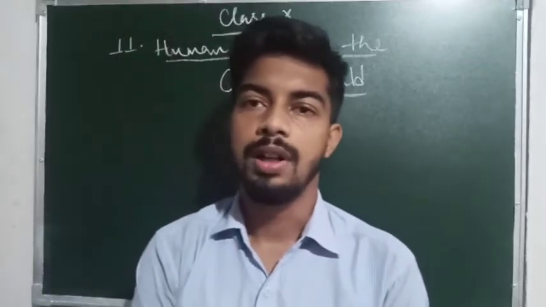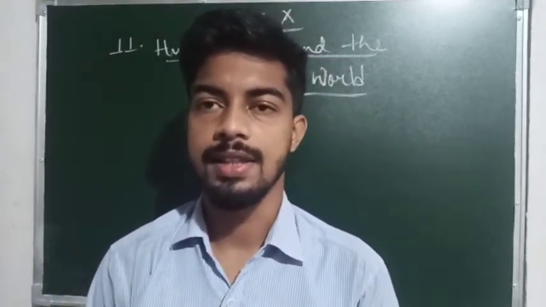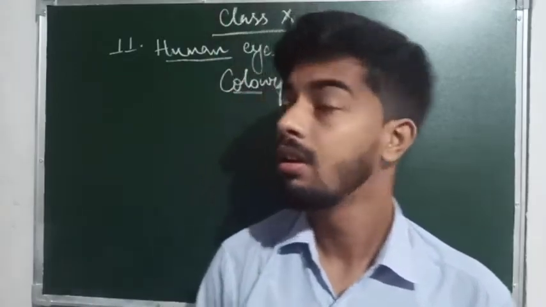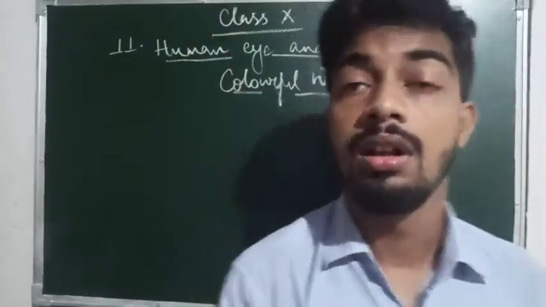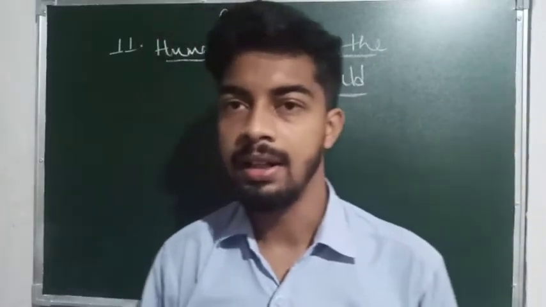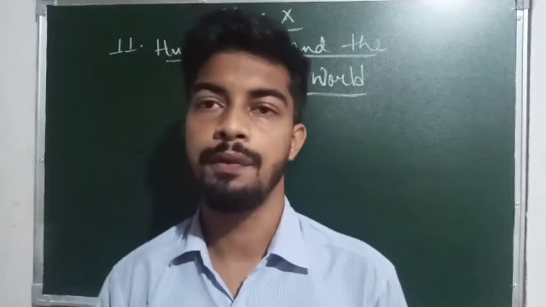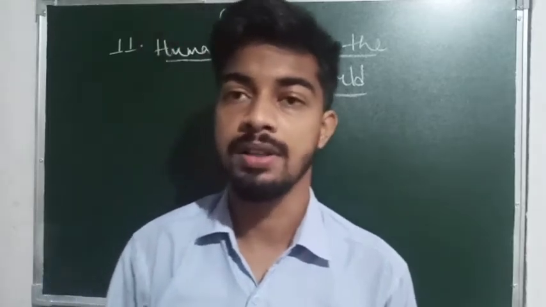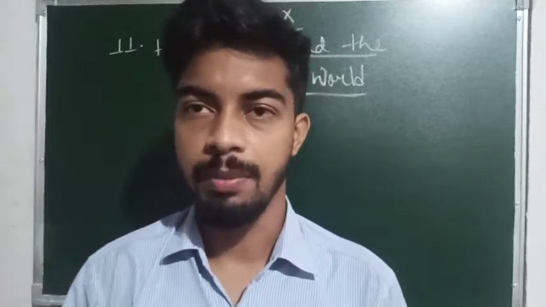Hello everyone, welcome back to the online class of physics class 10, and today we'll start a new chapter, number 11, human eye and the colorful world. In the previous chapter, number 10, light, reflection and refraction, we learned about the different types of reflection and the ways light refracts when it passes through a transparent medium.